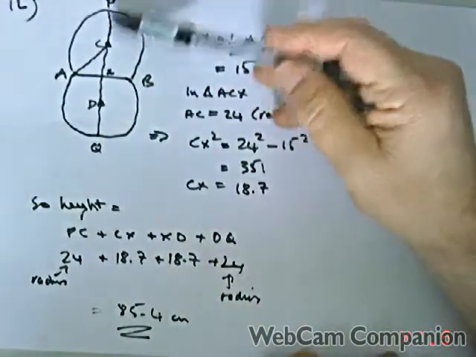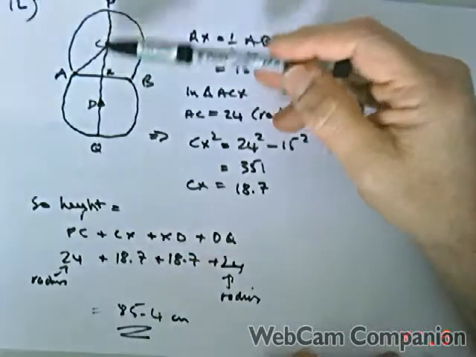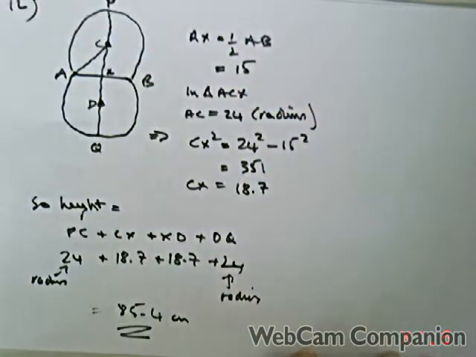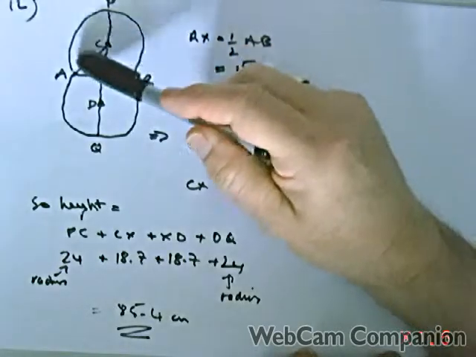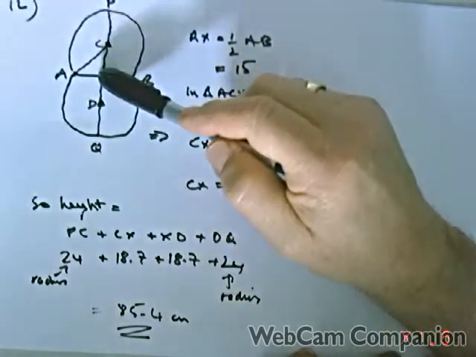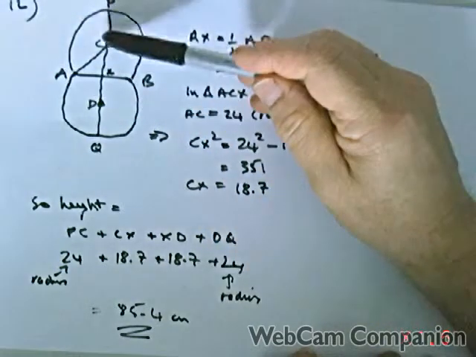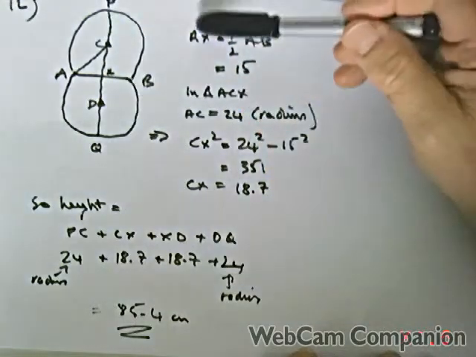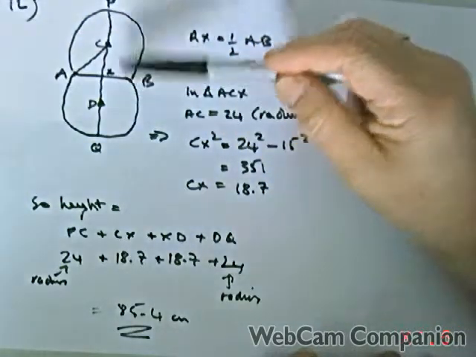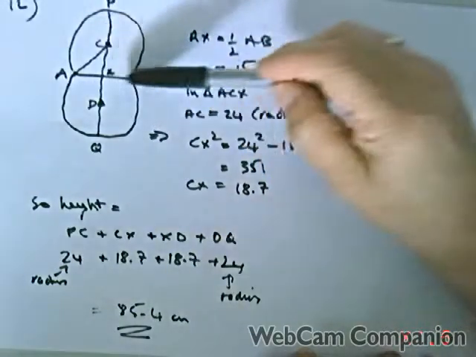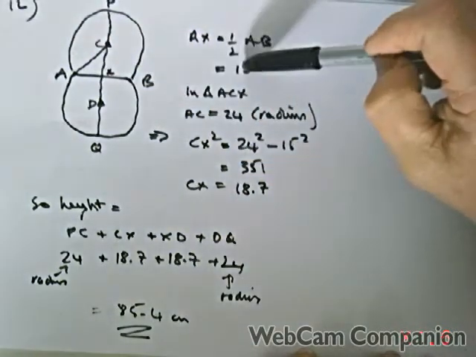This one here is the good old tunnel oil tanker. They've come up with a new one. We have to find this height, but essentially it's the same problem. We draw this down here and create the triangle ACX. I'll call this X. AX is the midpoint by symmetry of this chord. So we're given that this is 30, so AX is 15.